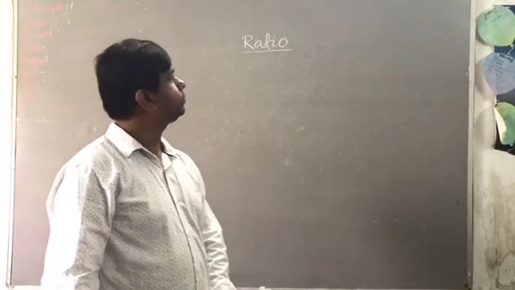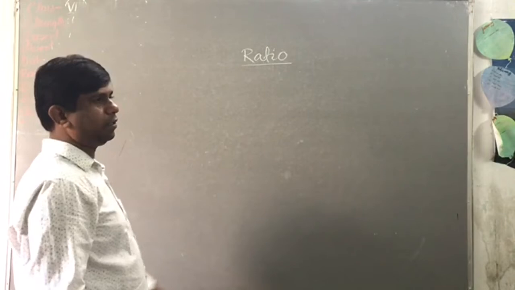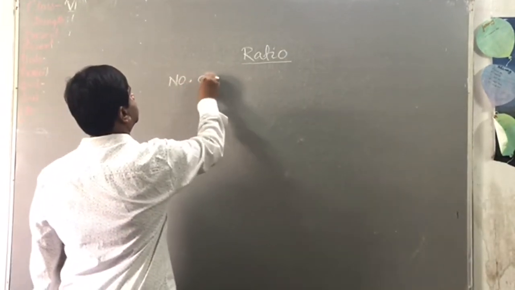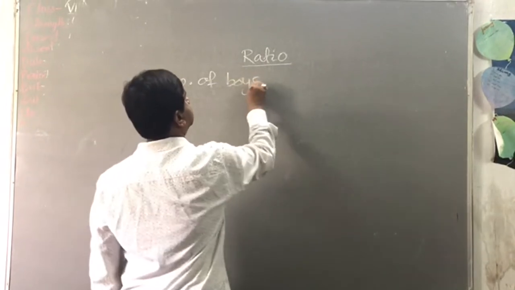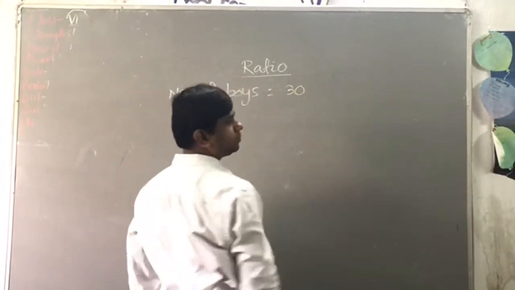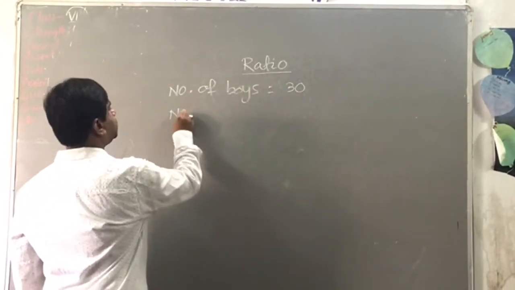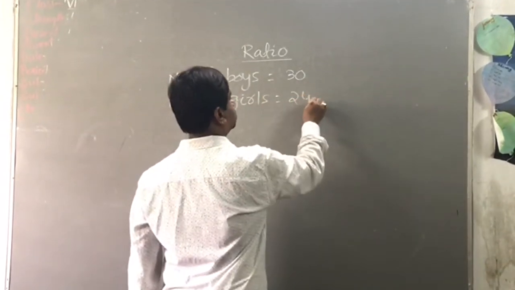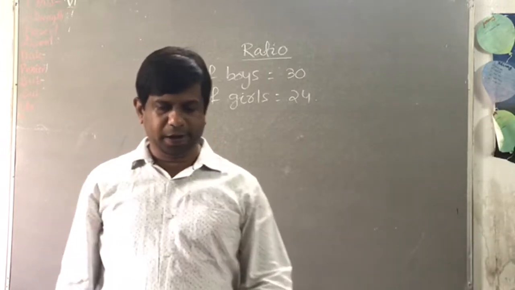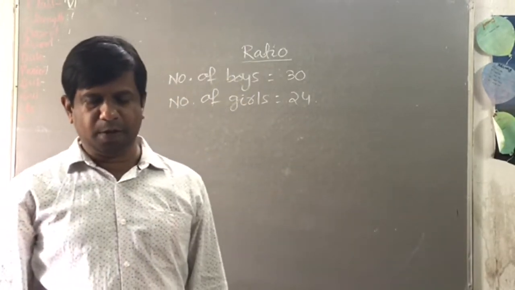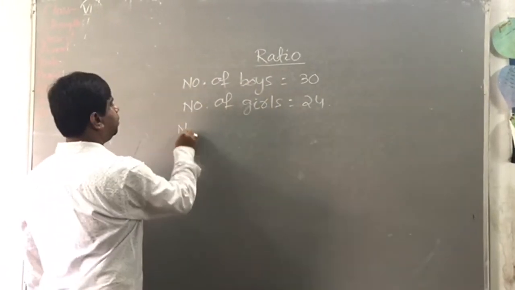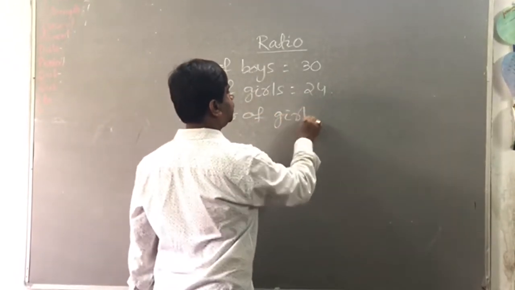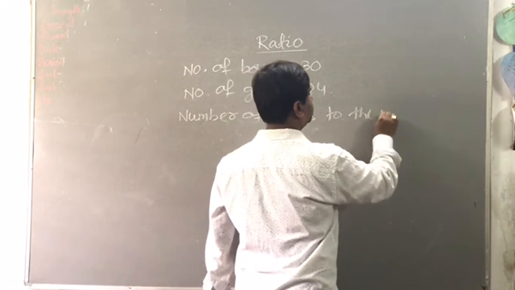Now take an example to understand ratio. Suppose in a class, I gave that example earlier. Number of boys is equal to 30. Number of girls is equal to 24. So how to find the ratio of the number of girls to the number of boys?